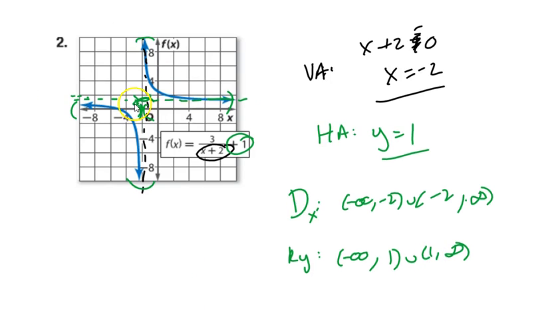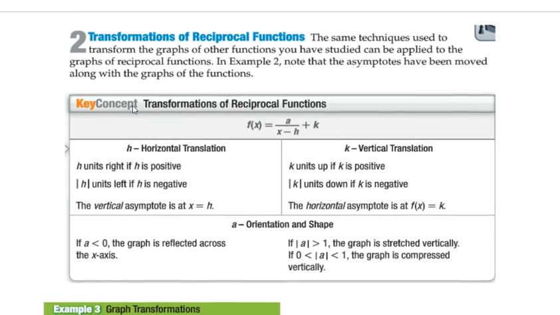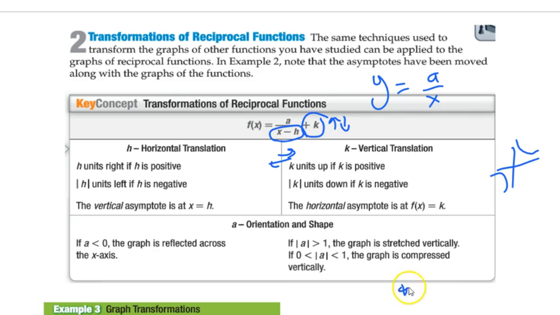Now that we have all the basics, let's talk about how to graph this stuff. Just like always, once we get the basics, all we're doing is moving it. A basic graph looks like this. That basic graph is our reciprocal function. And as always, anything on the inside moves it left and right. Anything on the outside moves it up and down. The outside is also the horizontal asymptote, at y equals k. Our vertical asymptote is where the denominator equals 0.